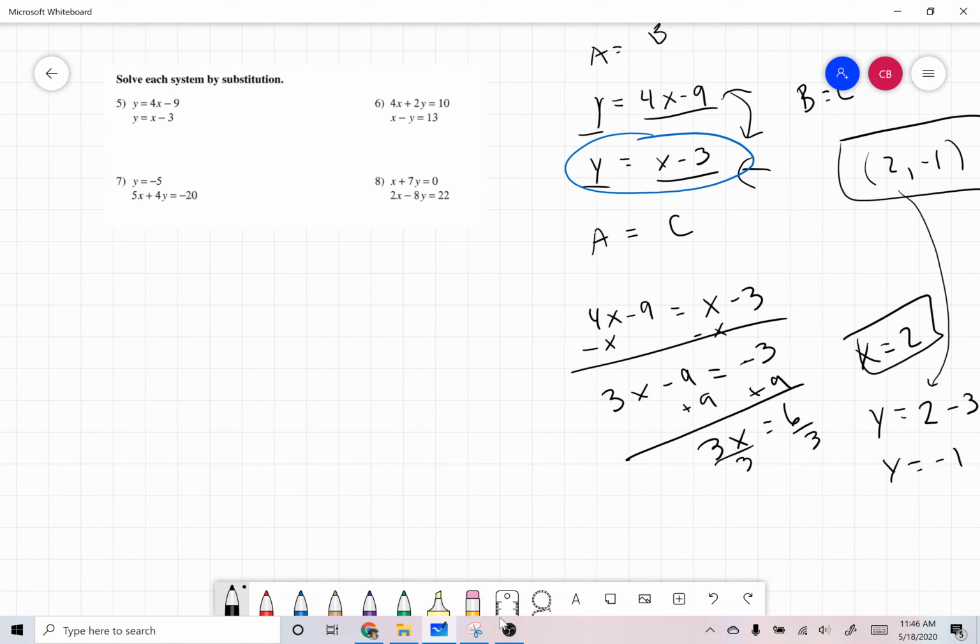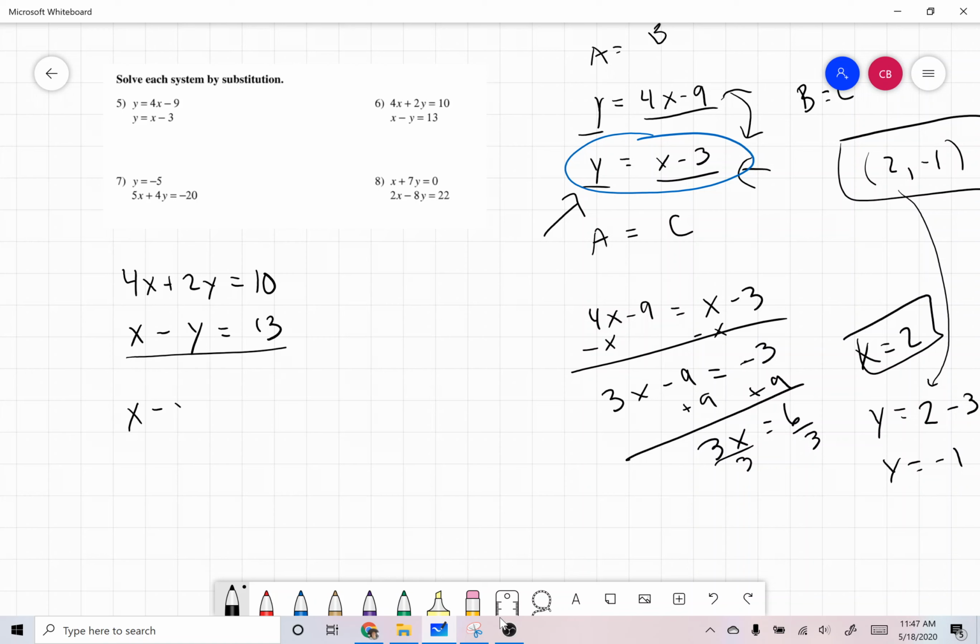That's the first one. For the next one, we have 4x plus 2y equals 10, and we have x minus y equals 13. Okay, so in this case, we need to solve for a variable. Notice we have x and y on the same side. In the last one, we had y is equal to something. In this one, we don't have x or y equal to anything. So let's solve for x in this one.